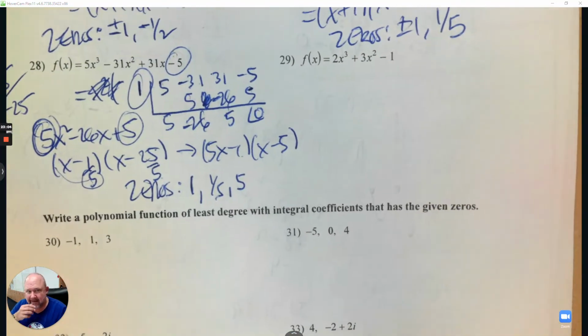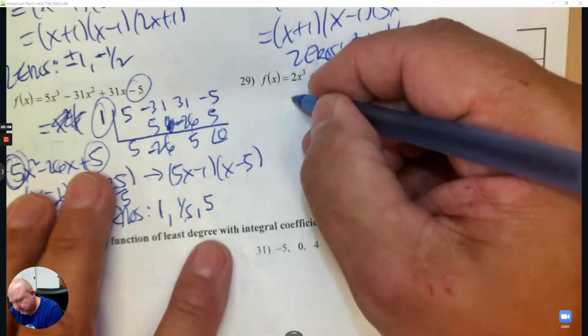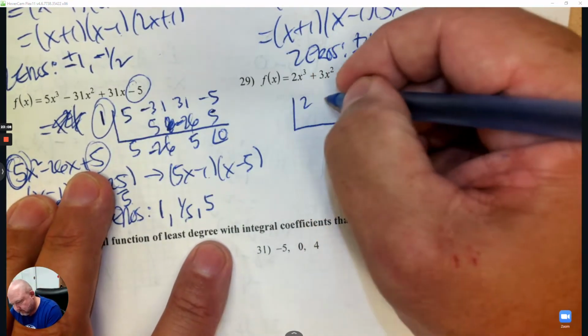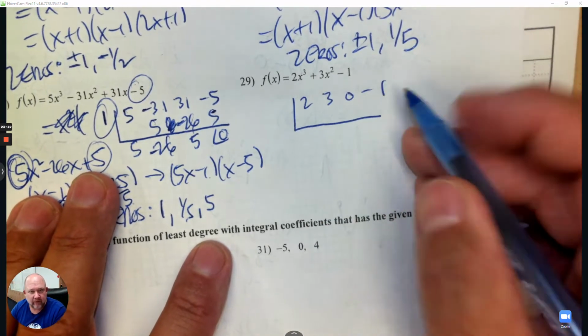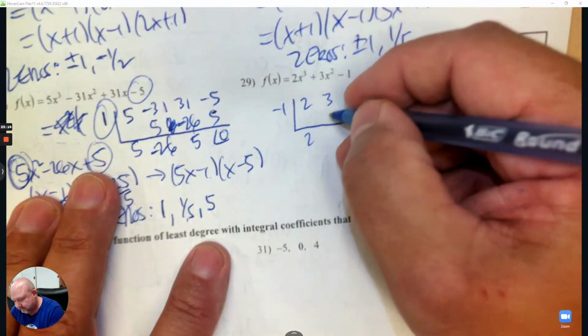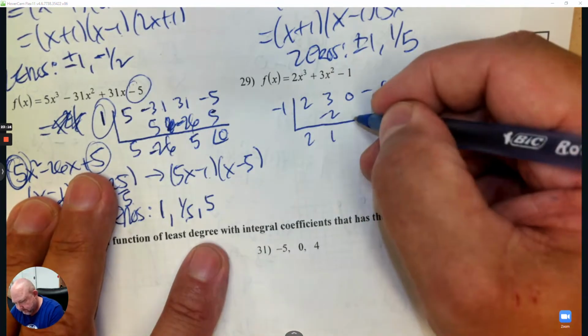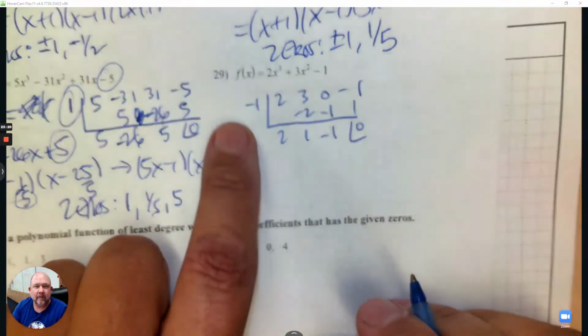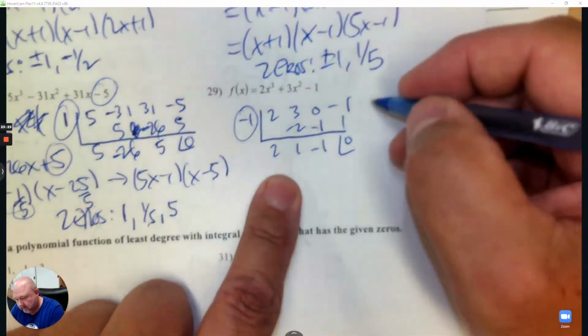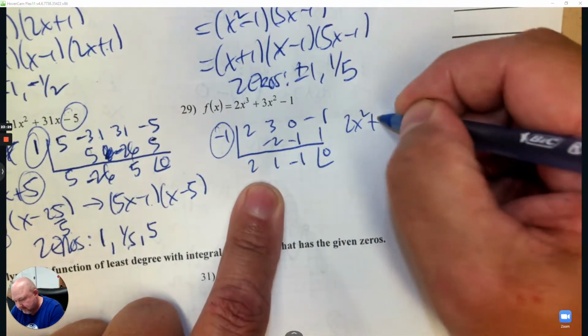All right, number 29. Positive 1 doesn't work. Do you think negative 1 might work? It does. So negative 1 is a 0. We're left with 2x squared plus x minus 1.